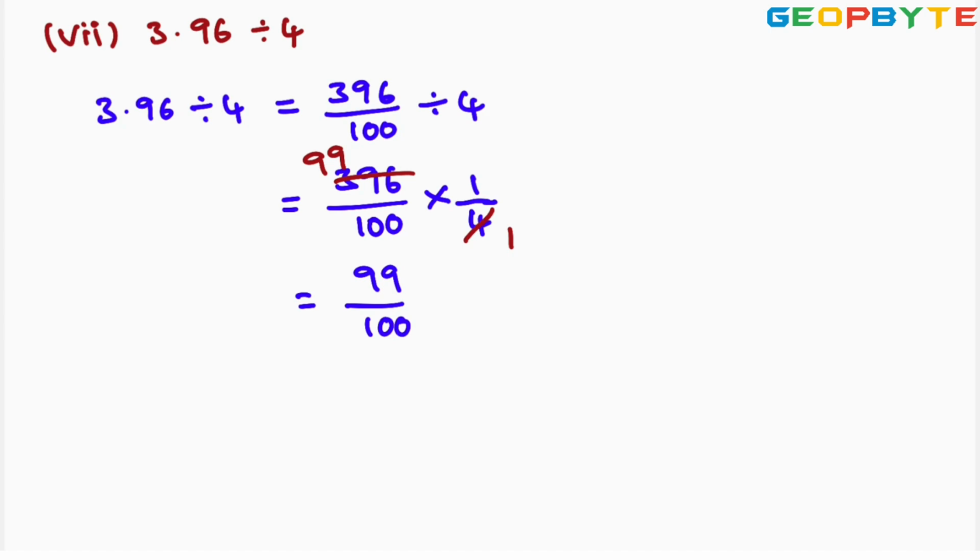On dividing a decimal by 100, the decimal point is shifted to the left by 2 places. Then we will be getting 0.99. So the result of 3.96 divided by 4 is 0.99.